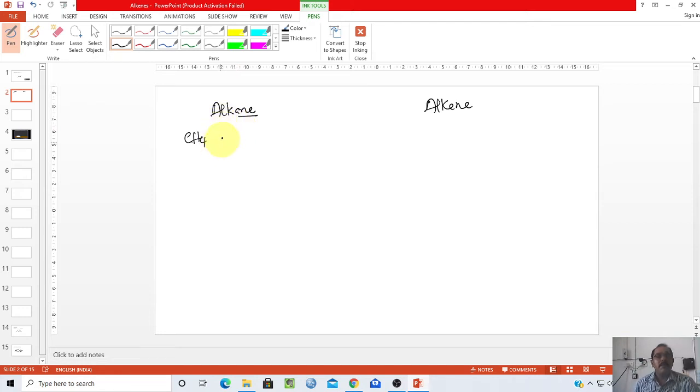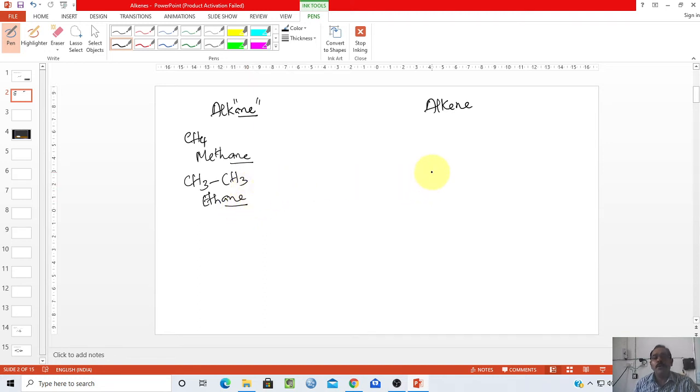The first member in the alkane series is methane. The corresponding first member in the alkene series will not be formed because it has to form a double bond between C and C. Therefore, let us go to the second member, ethane. See the suffix. The suffix follows the IUPAC-based nomenclature: methane, ethane, propane in the case of alkanes.